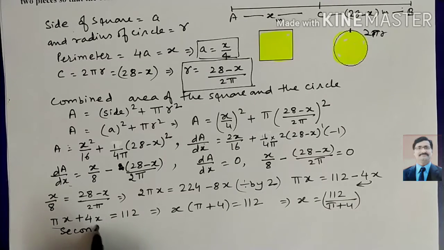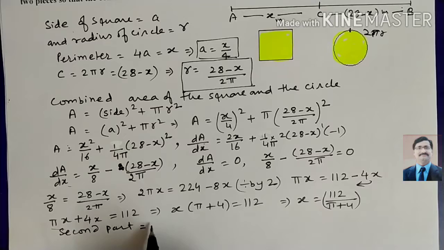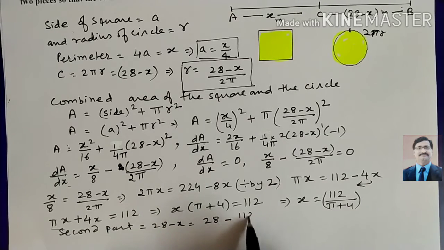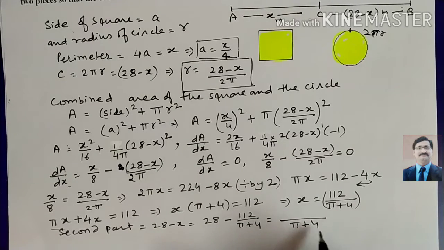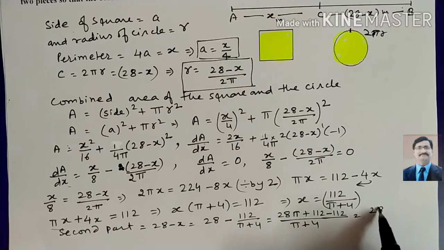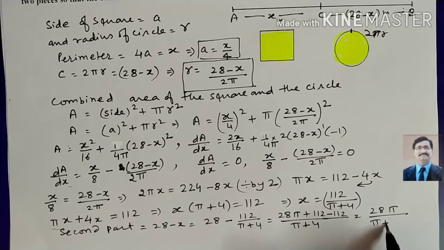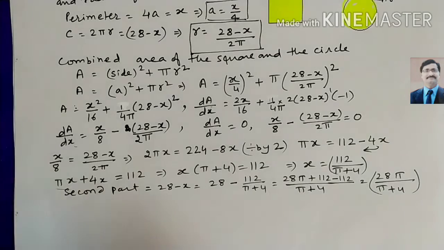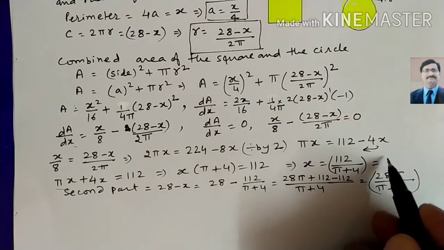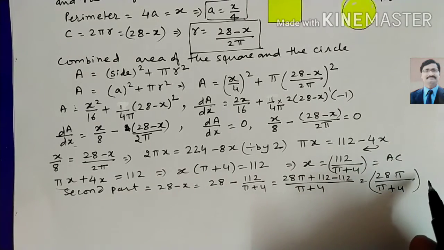Look here, second part will be equal to 28 minus x, and we write here 28 minus x is 112 upon pi plus 4, and pi plus 4 is LCM. We can write here 28 pi plus 112 minus 112, so this will be 28 pi upon pi plus 4. This is the second part. Now we have to check the part of these. This part is here AC and the second part is here CB.